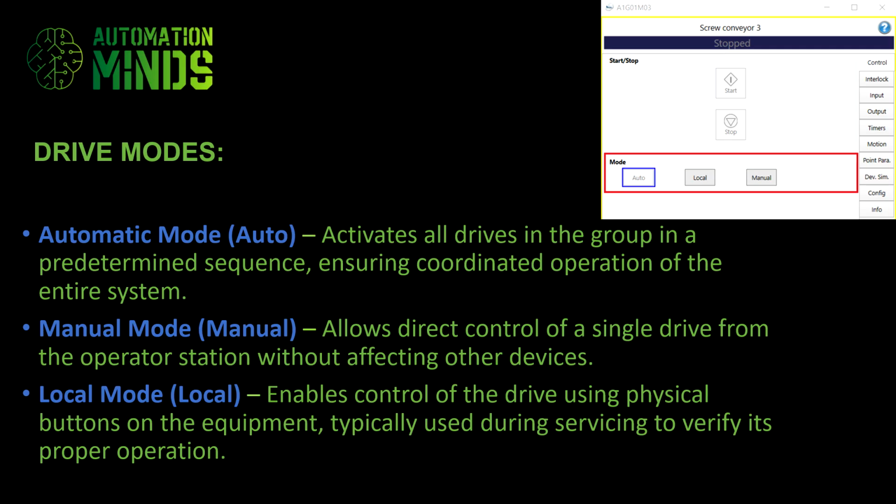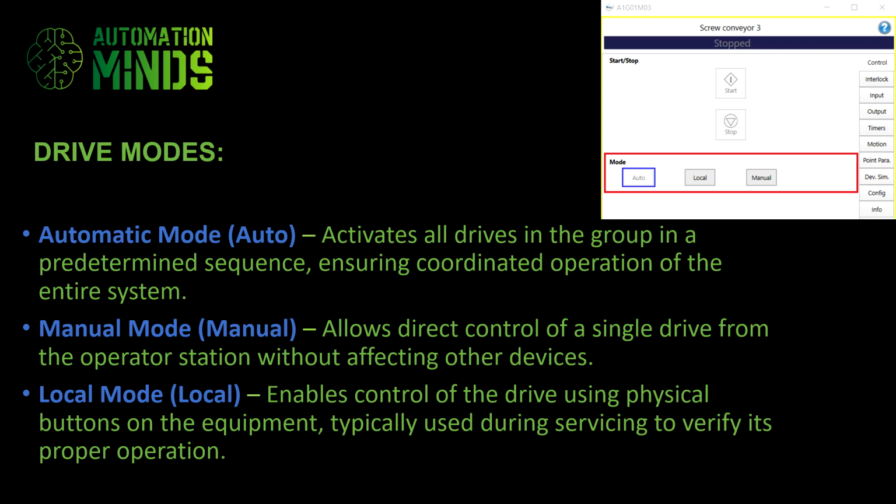Once the group is selected, all drives are set to automatic mode, and their start occurs according to the established sequence. Manual mode. Manual mode allows for controlling a single drive from the operator station without the need to engage other devices. This is an ideal solution when we want to focus on one drive without affecting the operation of others. It also enables testing the drive's operation independently from other components in the system.